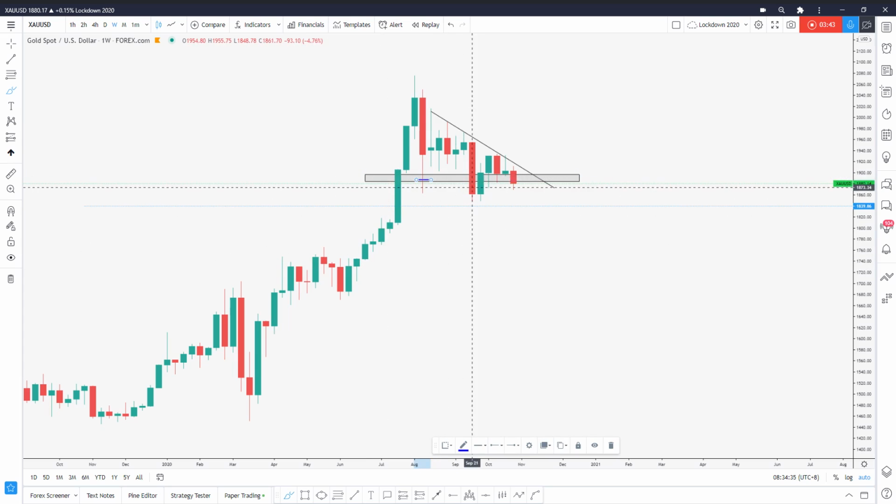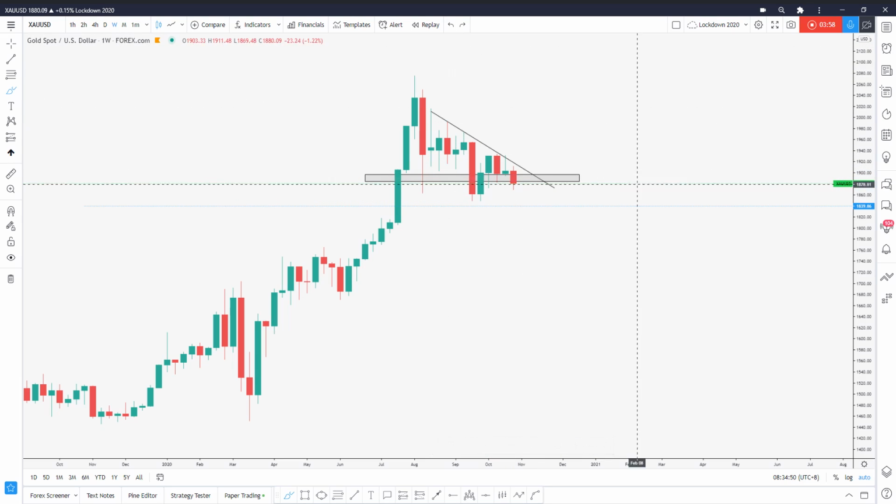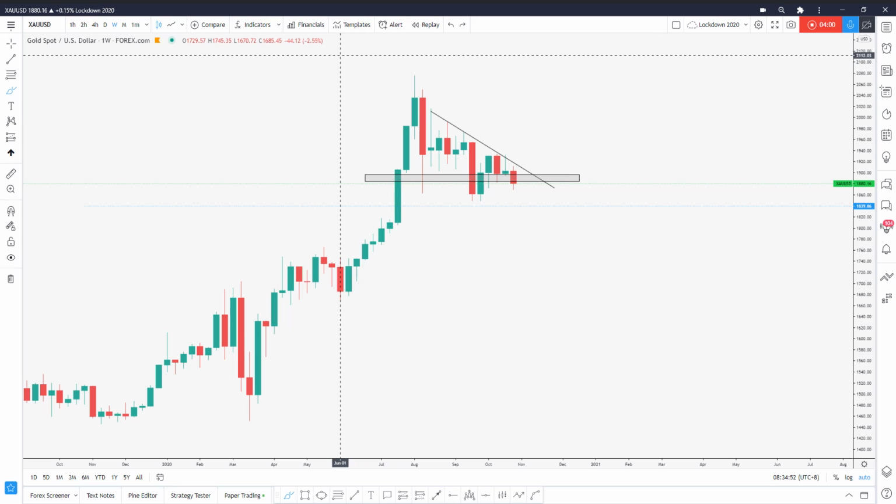Over here it was previous support, over here it was previous support as well. But now that the market has broken below, okay, the market has not yet closed below this area yet, but what we would like to see is the market close below and make a retest and then further continuation to the downside. So let me explain to you guys in a little bit more simple terms.